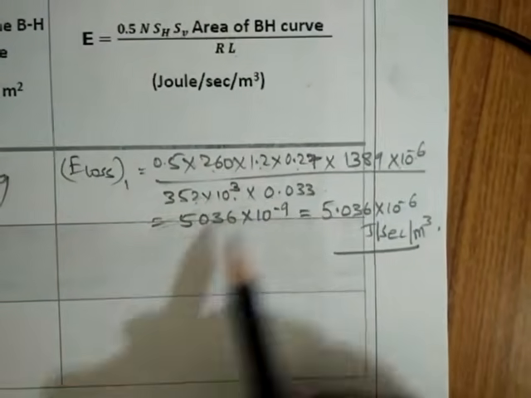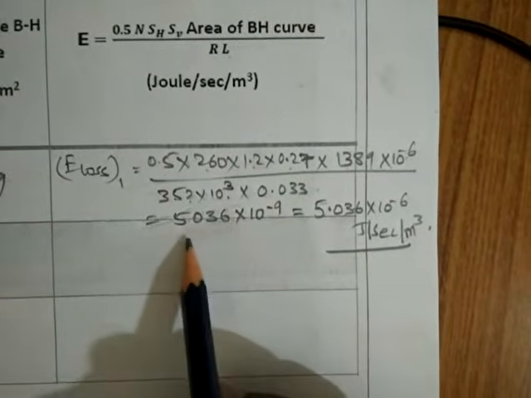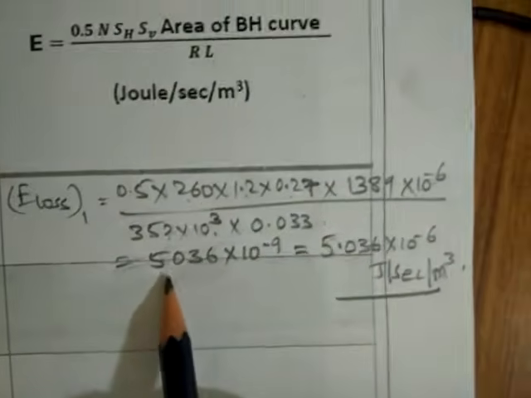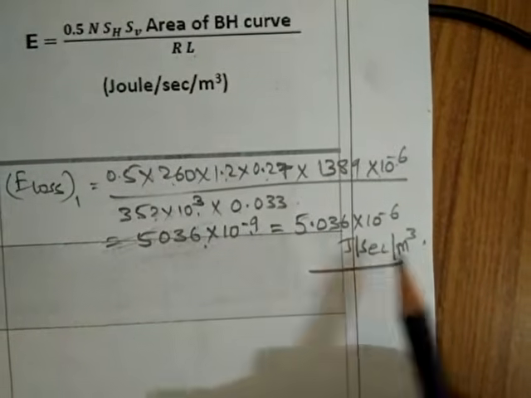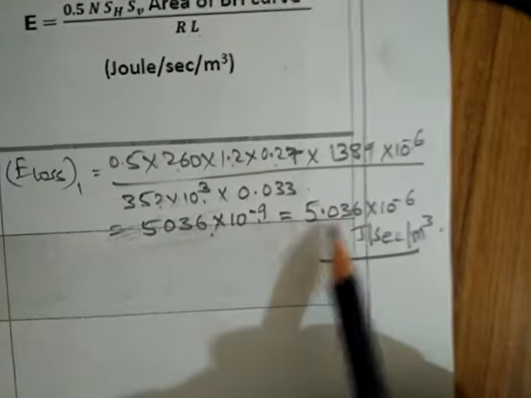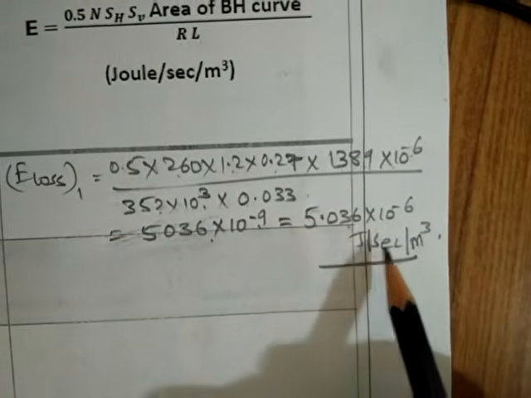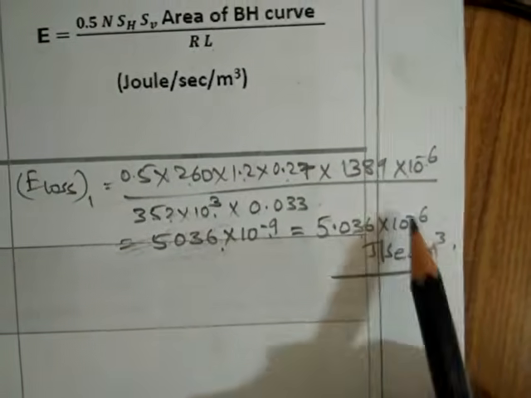Substituting the values and then calculating, the value of loss is 5036 into 10 power minus 9 joule per second per meter cube. In other words, it is written as 5.036 into 10 power minus 6 joule per second per meter cube.